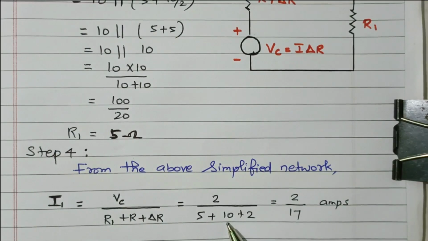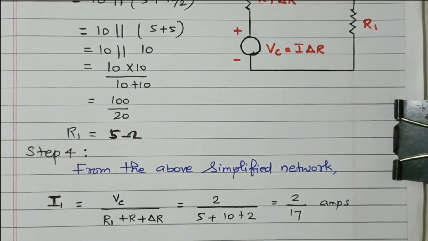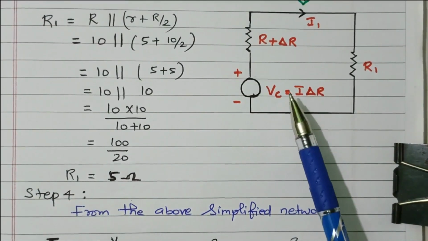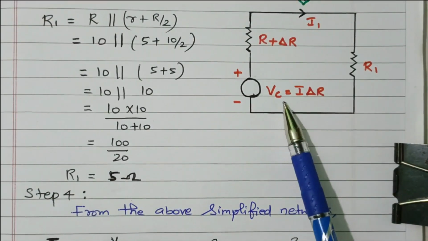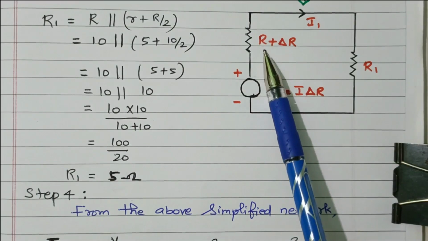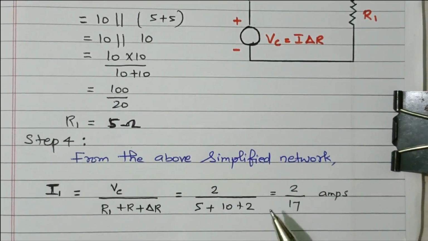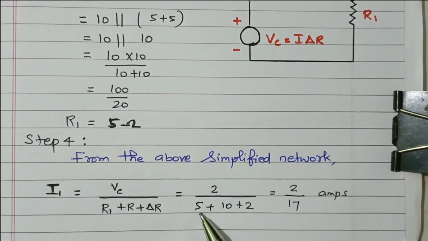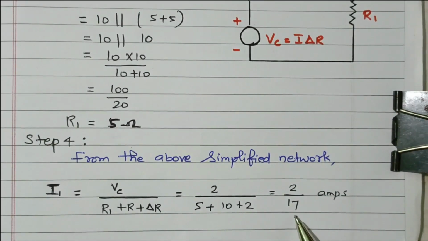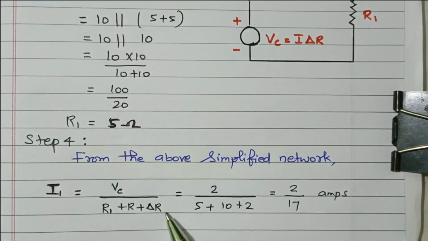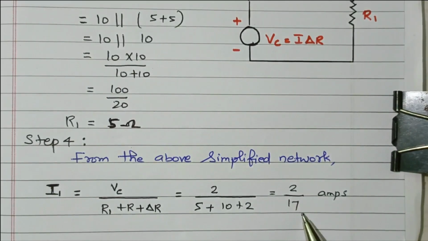Then capital R is 10. Change in resistor is 2. So that is what is available in this circuit. So I1 equals V divided by R. V is VC. R is R plus DR plus R1. That is given here. So 2 divided by 10 plus 5, 15 plus 2, 17. 2 by 17 ampere. So the current I1 is nothing but 2 divided by 17 ampere.